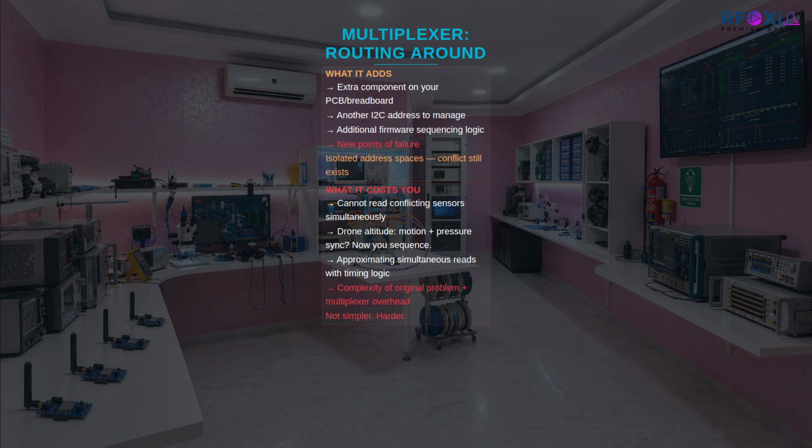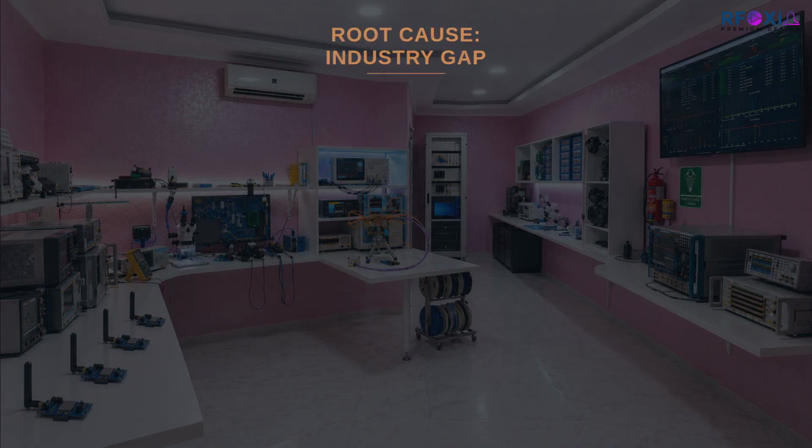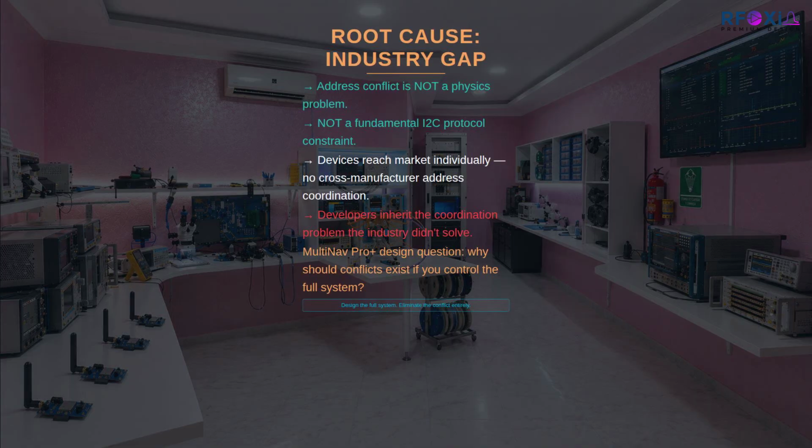It is a consequence of how devices are brought to market individually, with no coordination between manufacturers about address allocation across the full system a developer might eventually assemble. The developer inherits the coordination problem because the industry did not solve it upstream. So when we were designing the MultiNav Pro Plus sensors module, the question was not how to manage address conflicts between the 7 sensors on the board. The question was why those conflicts should exist at all if you are designing the full system yourself.